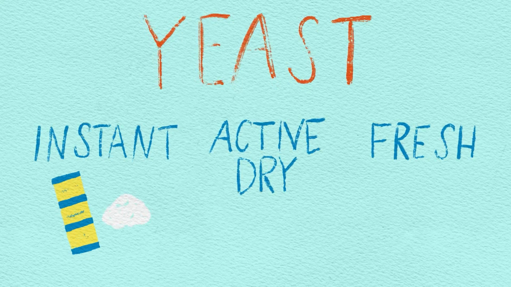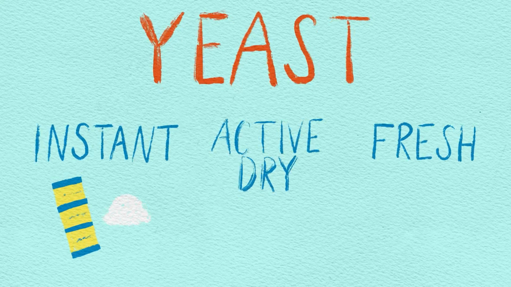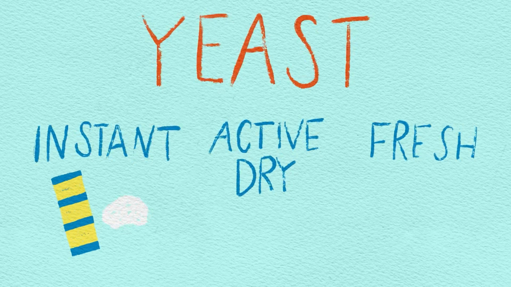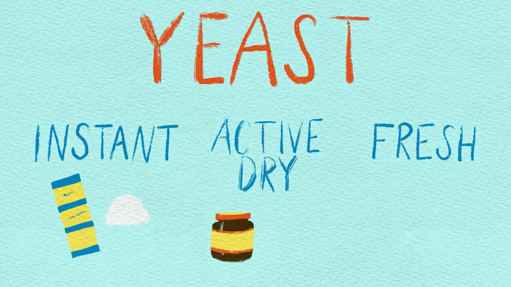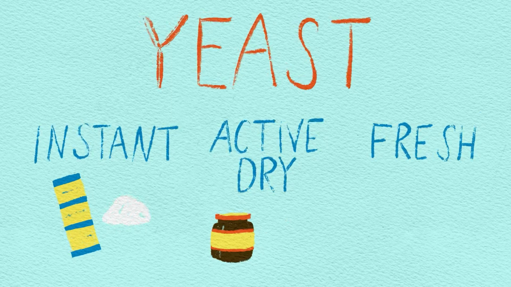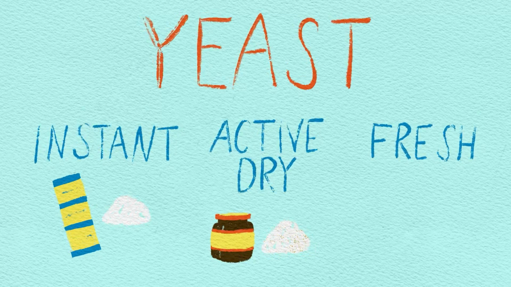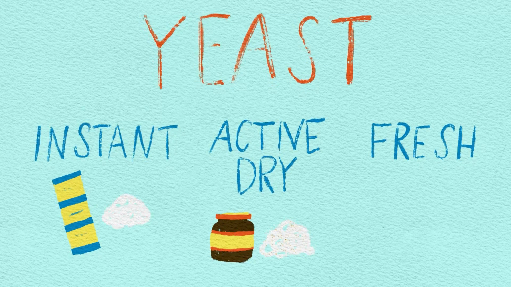Instant yeast is sold in packets or jars and comes in the form of a dry powder. Because it's so fine, it can be added right into the dry ingredients without first needing to be activated in liquid. Active dry yeast is also sold in envelopes or small tubs. Like instant yeast, it's a dry, shelf-stable product. But instead of being a powder, it comes in little granules, so it usually needs to be dissolved in liquid before being added to dry ingredients.